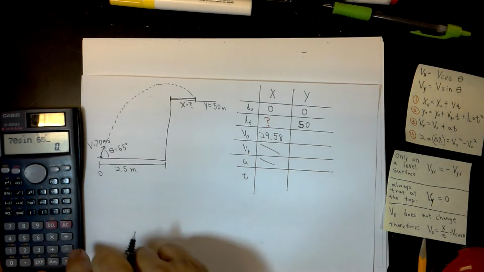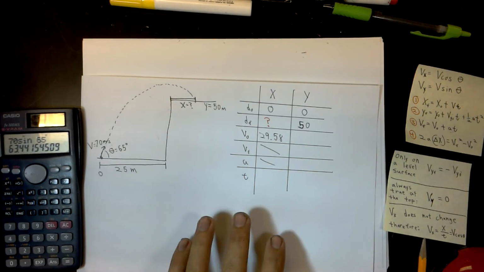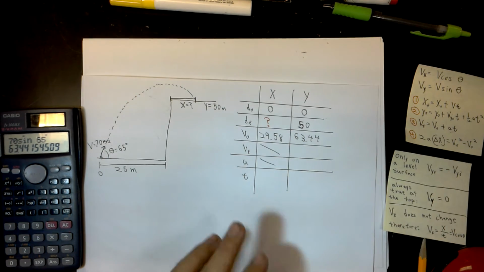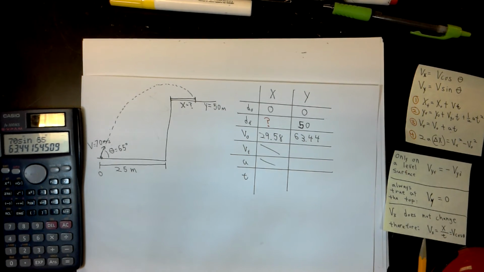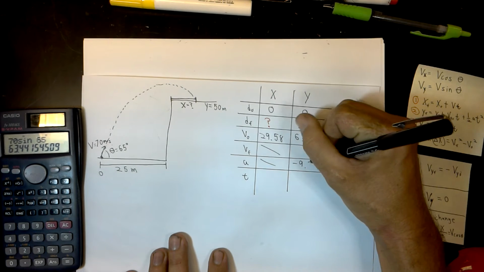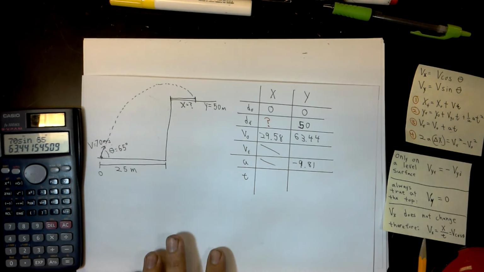And the velocity initial, we can get that with just a few elementary calculations. 70 sine 65 is 63.44. Velocity final, we don't know what that is, and we might not need to know what it is anyway. The acceleration, negative 9.81. Okay.